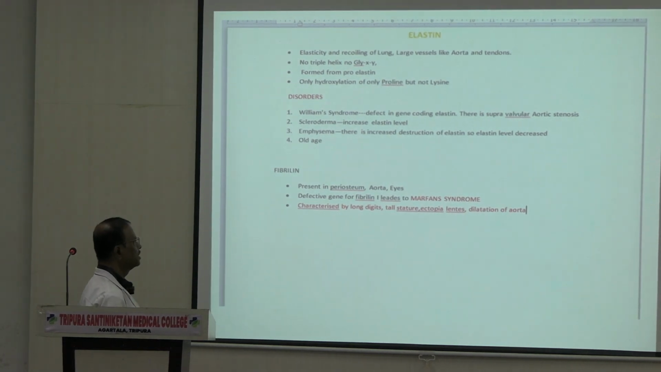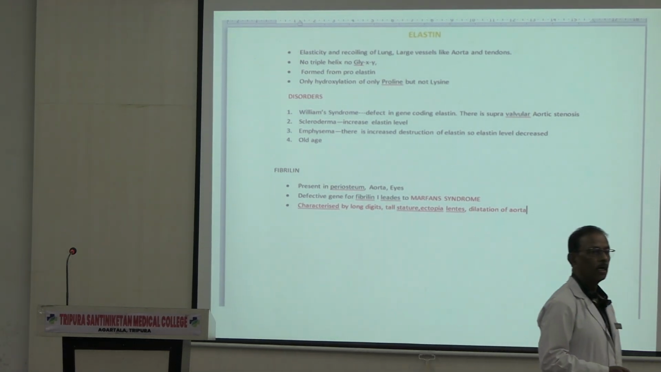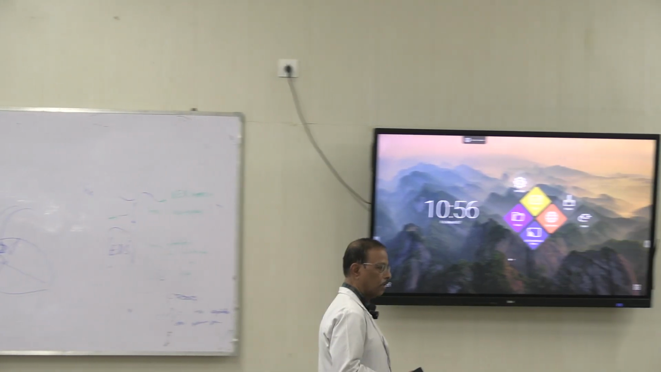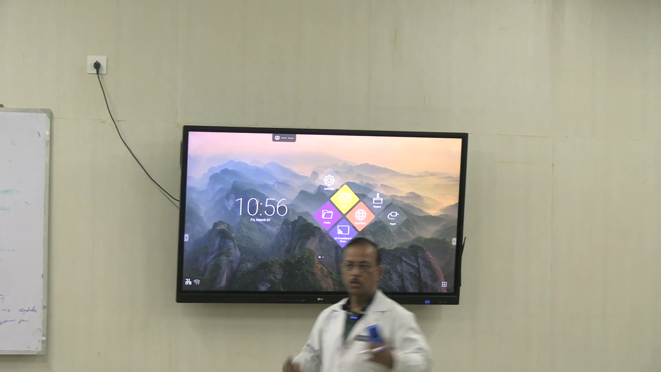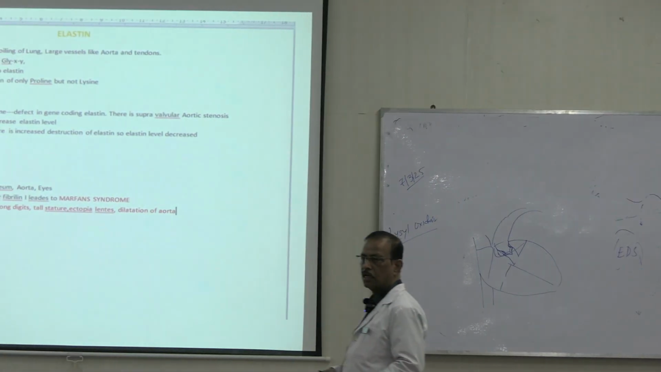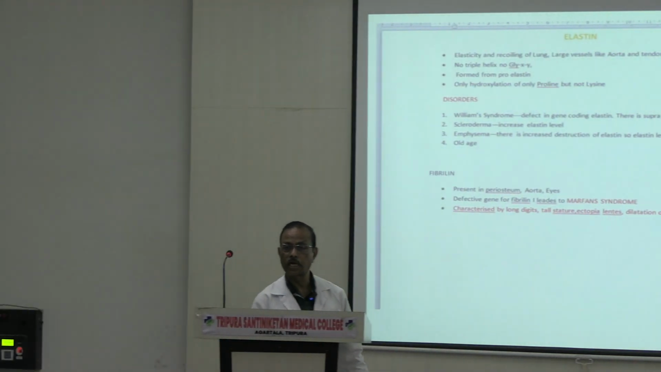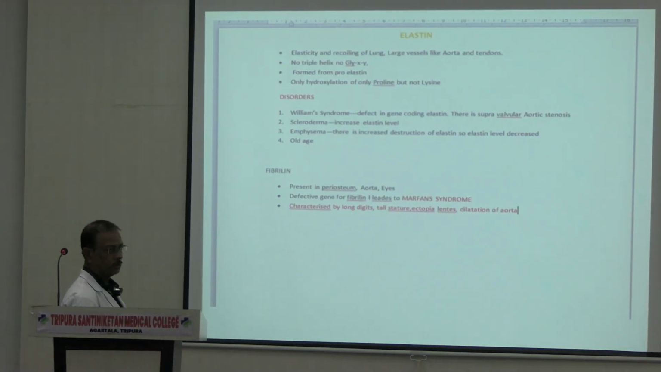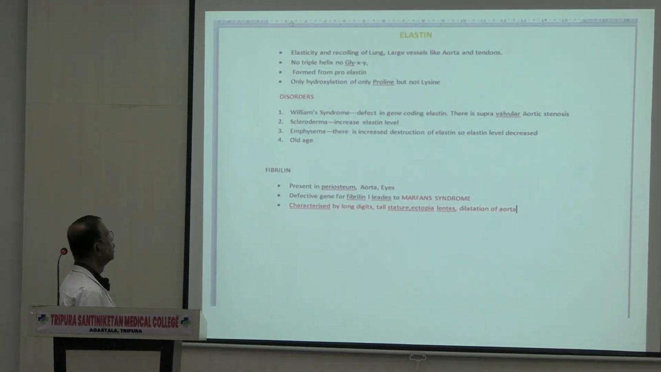Then emphysema, there is increased destruction of elastin. So the recoiling capacity of the lung is very much reduced. So the patient's lung becomes swollen. It gets enlarged. Enlarging the lung means capacity to inhale air becomes less. So there is always respiratory distress because the required amount of oxygen cannot be taken inside. Old age, due to the problem of aging, there is less formation of elastin.